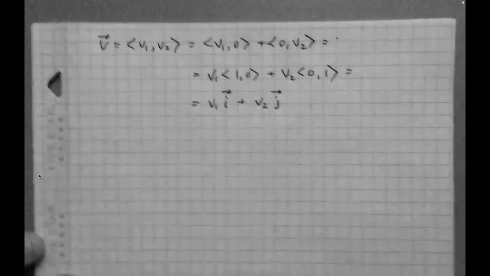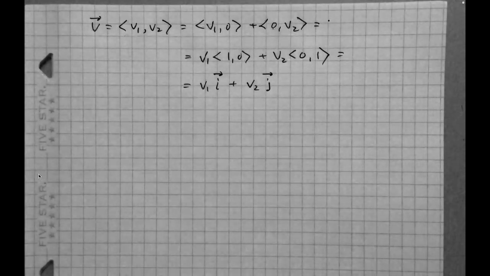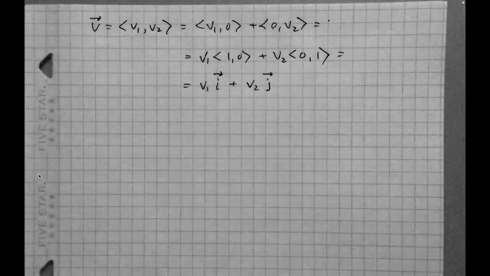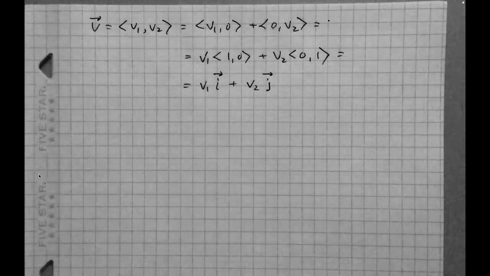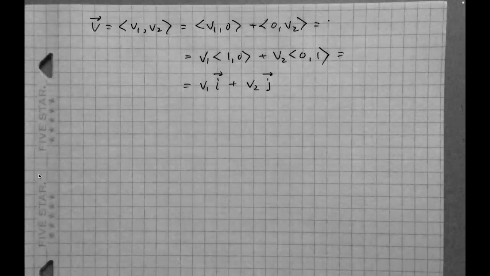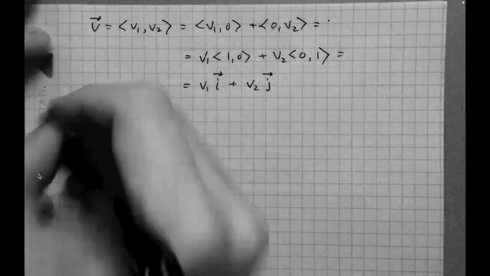Okay, so that's one way to write the vector v in terms of the standard unit vectors i and j. Let's do an example.